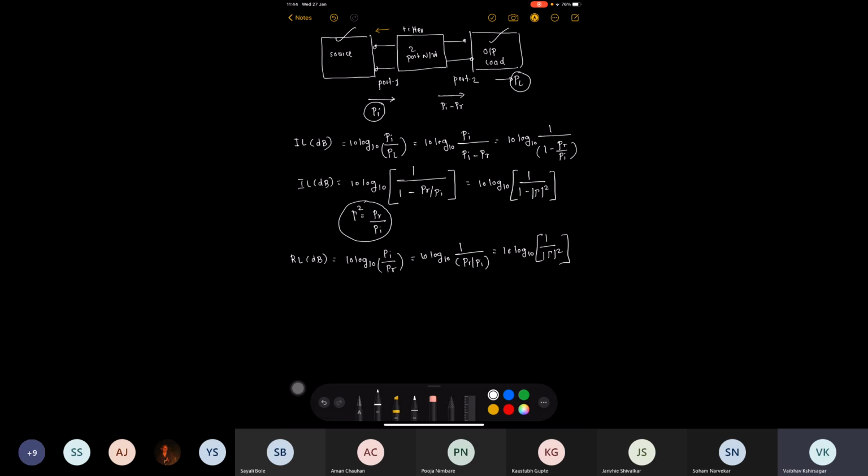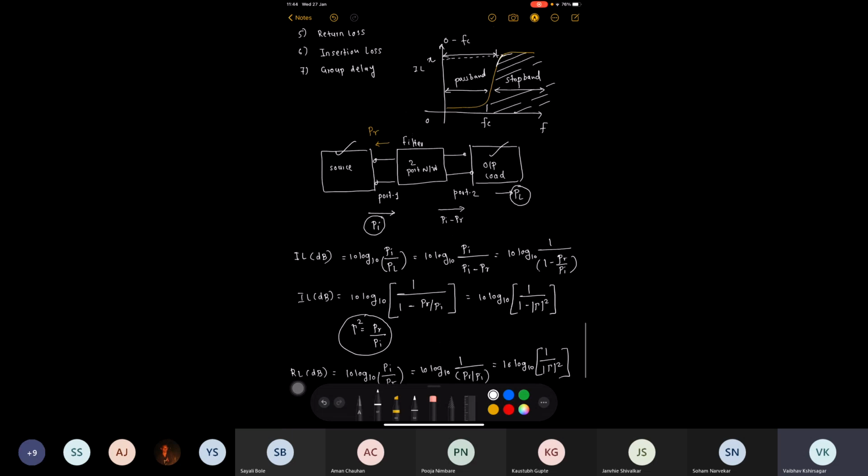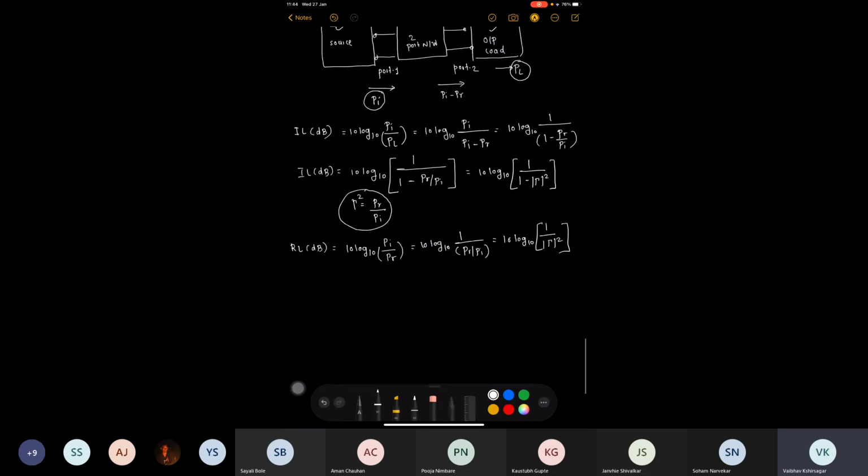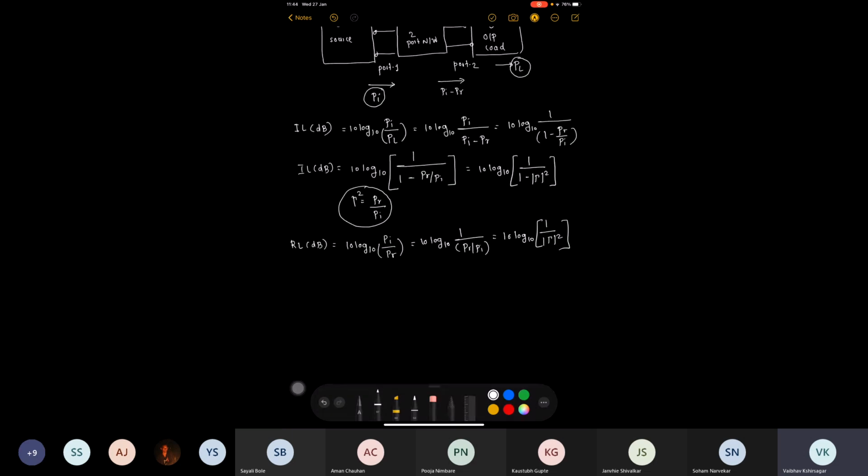I hope you understood the definition of insertion loss and return loss. Next, coming to the filter parameter, that is the group delay. But first, what is the significance of return loss? Return loss quantifies the amount of impedance matching. So whenever we deal with impedance matching properties, return loss plays a very important role. Now the next parameter of the filter specification is the group delay.